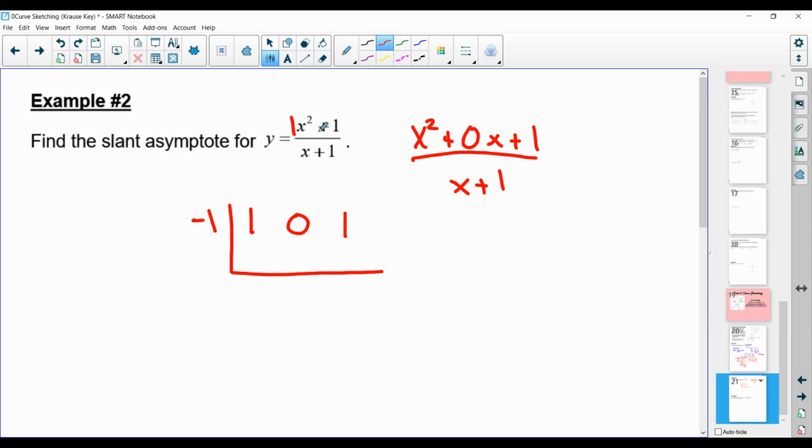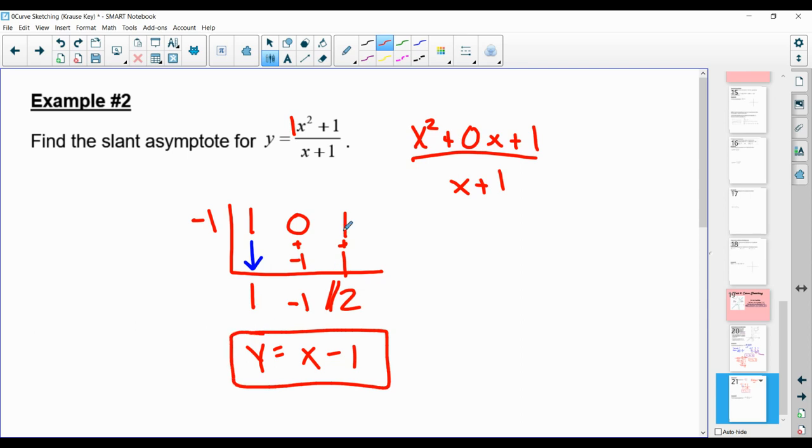So we bring down the 1. And negative 1 times positive 1 is negative 1. 0 plus negative 1 is negative 1. And negative 1 times negative 1 is a positive 1. Don't make the mistake I did and write a 2. I went 1 times 1 and wrote 2 the first time I did this. Just silly mistakes to watch out for. 1 plus 1 is 2. Now again, that's our remainder. So our final equation is going to be y equals x minus 1.